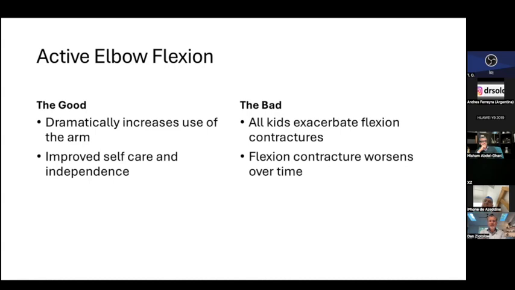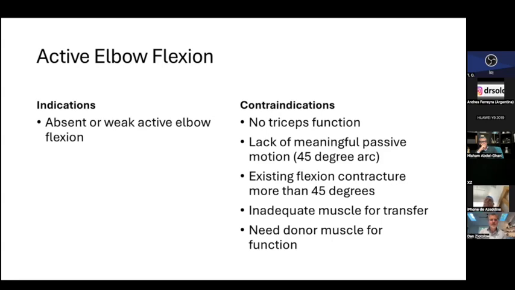So the bad is that all kids exacerbate their flexion contractures with time, and these flexion contractures keep getting worse. So intermittently, I will do serial casting on these kids to keep them from worsening their flexion contractures to a point where they become limiting. So indications are pretty simple: absent or weak active elbow flexion.